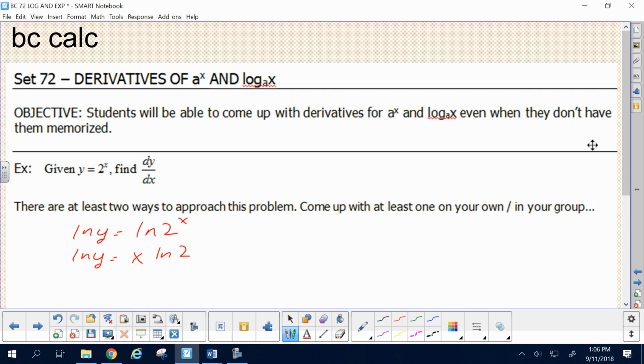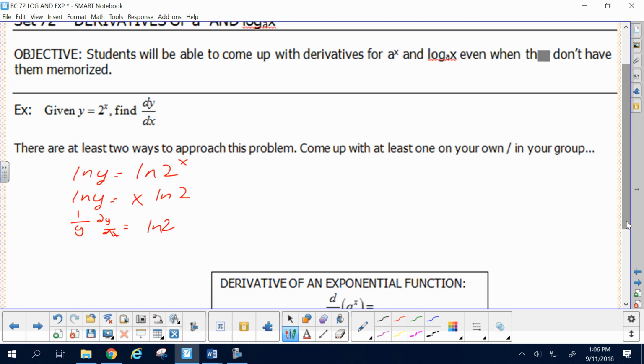Then differentiate implicitly. What's the derivative of the left? 1 over y dy dx. And what's the derivative of the right? Natural log of 2. You're telling me I don't need the product rule for the right side? Yeah, natural log of 2 is a constant, it's not a function. Could I use the product rule? You could, actually. The derivative would be 0 and you'd be wasting your time, but you could do it. dy dx is then y natural log of 2, but if we write this in x terms, our final answer is 2 to the x natural log of 2.